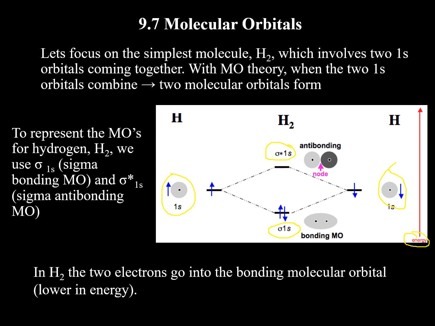So when the electron from hydrogen 1 combines with hydrogen 2, when they come together, they will sit in the more stable orbital, which is the bonding orbital. So they will form a bond, and as you know, H2 does exist.